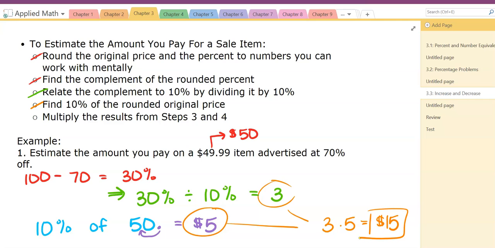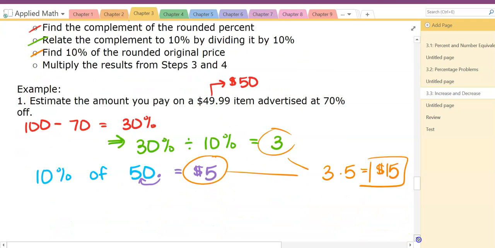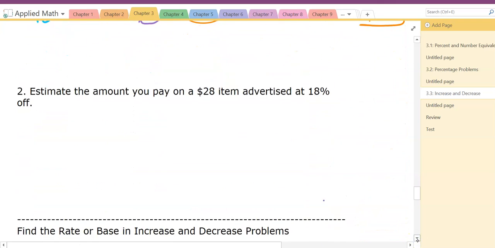Okay, so I want you guys to try the second one there. It says estimate the amount that you're going to pay on a $28 item advertised at 18% off. I'm going to help you and just say I would round $28 to 30 and 18%, I would round that to 20%. Now follow those steps from up above. I've already done the first one for you. I've rounded them for you. I want you guys to do the rest of them.